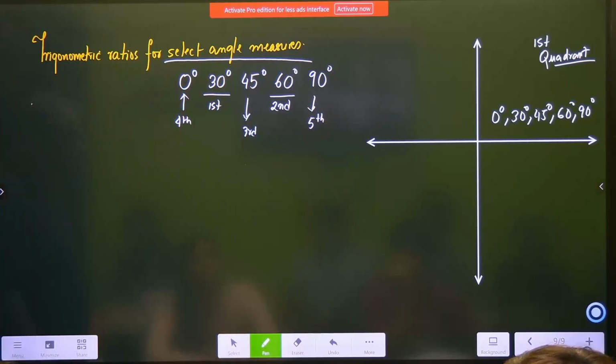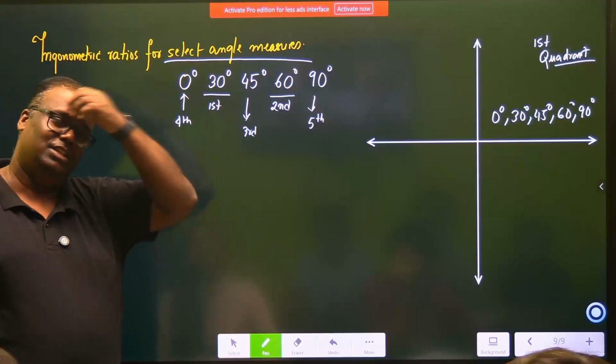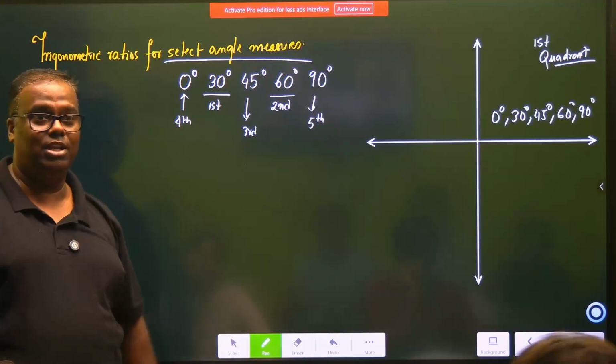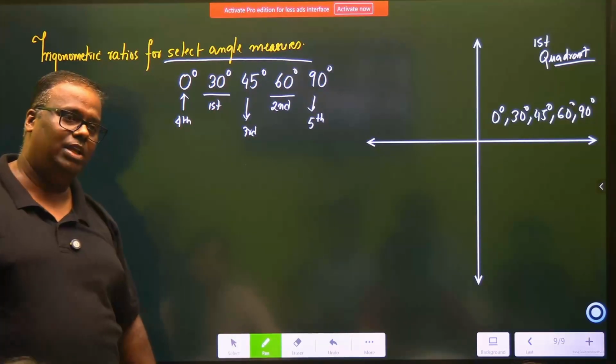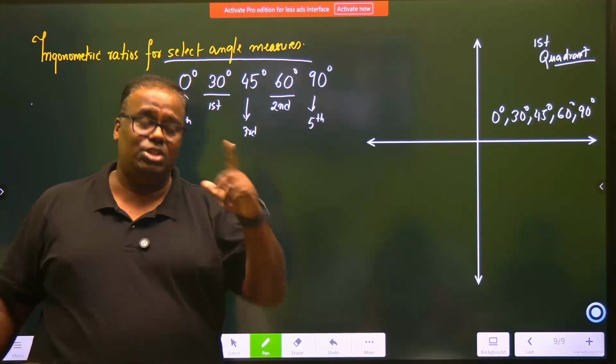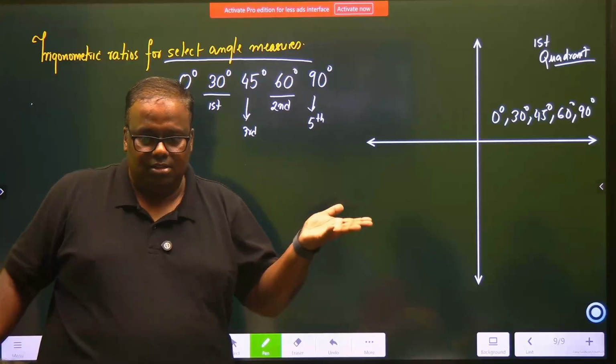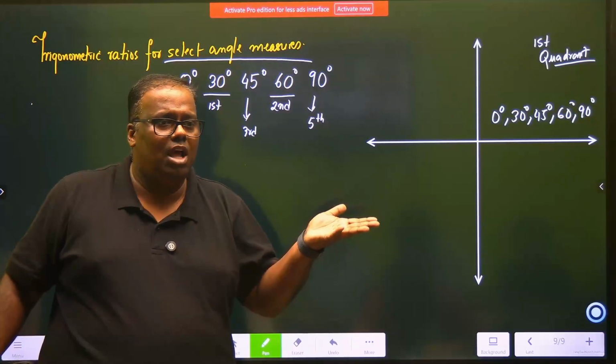Gentlemen, are you ready to learn about the first one? 30 degree. Is that fine? Ready? That means we will have a triangle which is right angled and one angle is 30. So how much should be the other angle? 60. You don't know this?